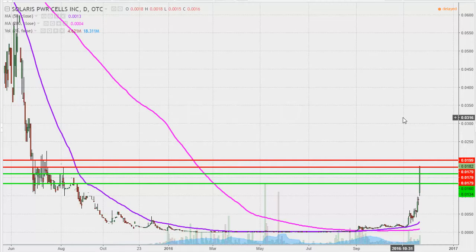But no doubt about it, very strong day today. Very nice way to start off the week. So it'll be interesting to see how this all unfolds.